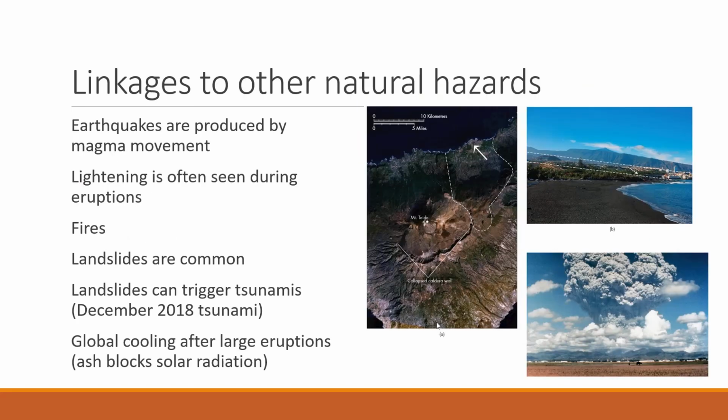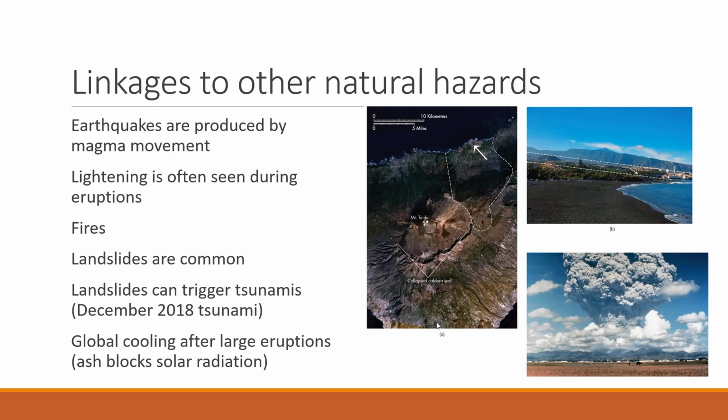There are other natural hazards. Earthquakes are produced by magma movement. The earthquakes actually help us monitor volcanoes. Lightning is often seen during eruptions from the interaction of the ash particles in the air. Fires, obviously, you have molten rock, so it's extremely hot, so it will burn anything it comes in contact with.